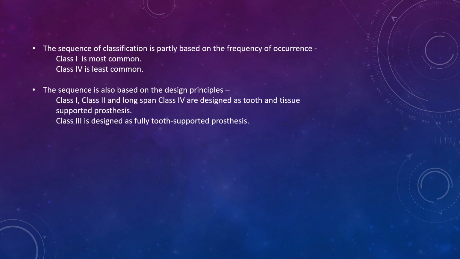The sequence of classification is partly based on the frequency of occurrence. That means Class 1 is the most common and Class 4 is the least common. The sequence is also based on the design principles. Class 1, Class 2 and long span Class 4 are designed as tooth and tissue supported prostheses. Class 3 is designed as fully tooth supported prostheses.